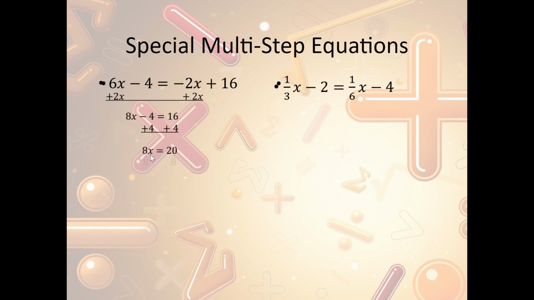Now I divide both sides by 8, and I get x equals 20 over 8. Notice 20 cannot be divided by 8, so I just leave it as 20 over 8. And I could simplify that, and when I do that, I divide both the top and bottom by 4. So 20 divided by 4 is 5, and 8 divided by 4 is 2, so it's 5 over 2.